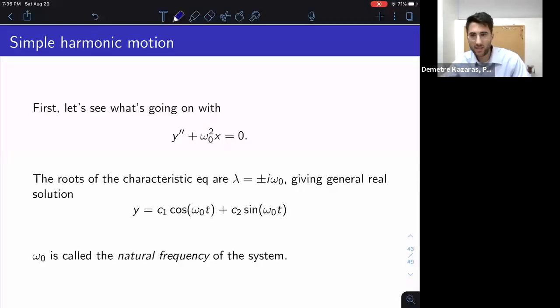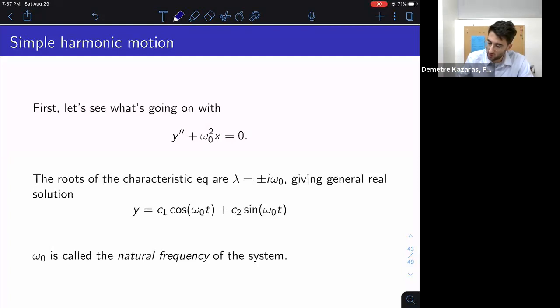Okay, in this setting, basically the whole motion is described by this one number, omega naught, and that has a special name. It's called the natural frequency of the system. So that's the story with undamped motion. The solutions will just be sines and cosines.